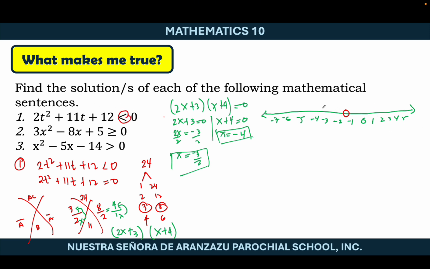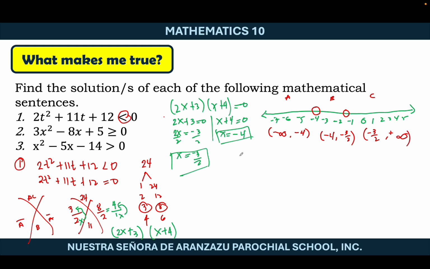Okay? Then, si negative 4 is this one. Then, madi-divide to into 3 regions. So, this is region A, region B, and region C. Then, kunin yung mga interval notation nila. So, dito, negative infinity hanggang negative 4. This one naman, region B naman, negative 4 and negative 3 over 2. Then, sa region C naman, negative 3 over 2 to positive infinity.